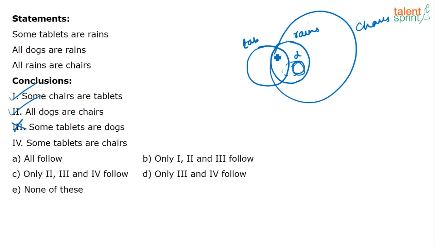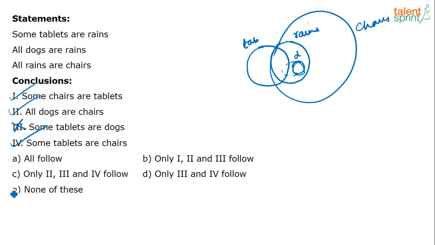Some tablets are chairs. Yes, see, some tablets are definitely chairs. There is an overlapping between chairs and tablets, right? So that also follows. Basically, conclusions 1 and 4 are just like: some chairs are tablets means some tablets are chairs, obviously, correct? So conclusions 1, 2 and 4 follow.